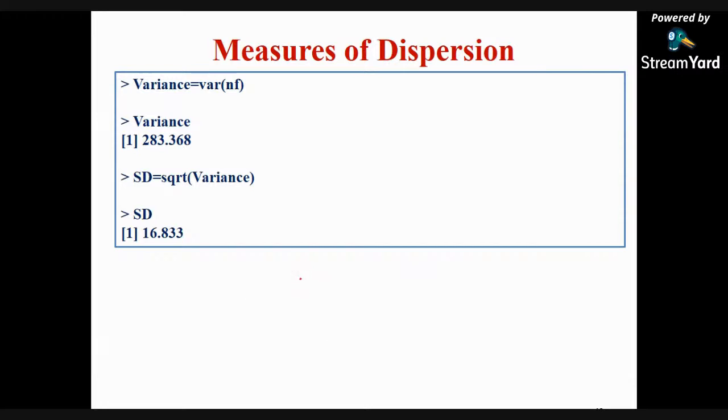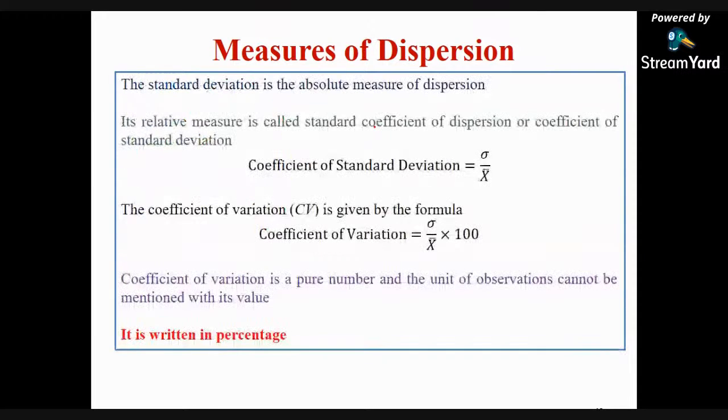In R, we have it inbuilt. You can simply write var(nf), so you get the variance, and of course the square root of variance is your standard deviation. In R, it calculates on the basis of a sample, so you need not worry. You will get sample statistics, that is the sample deviation, or you can say the standard error, whatever SD is there.